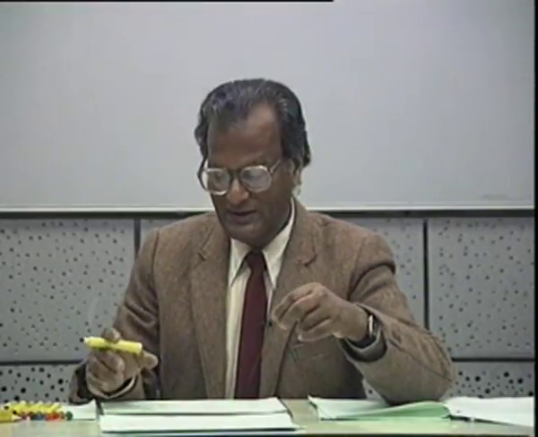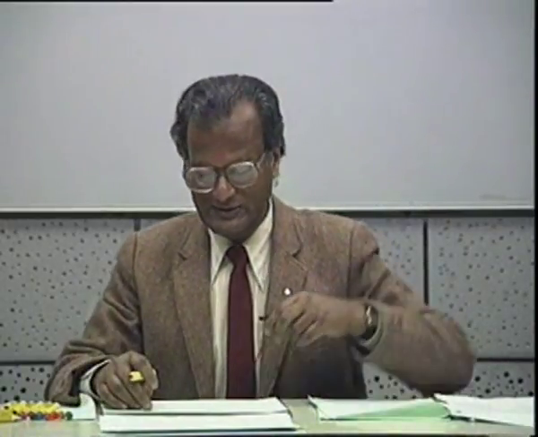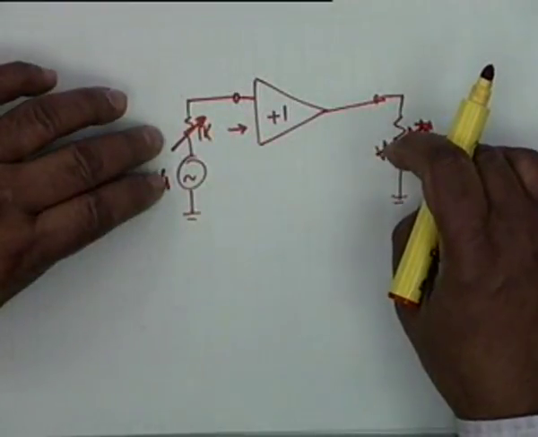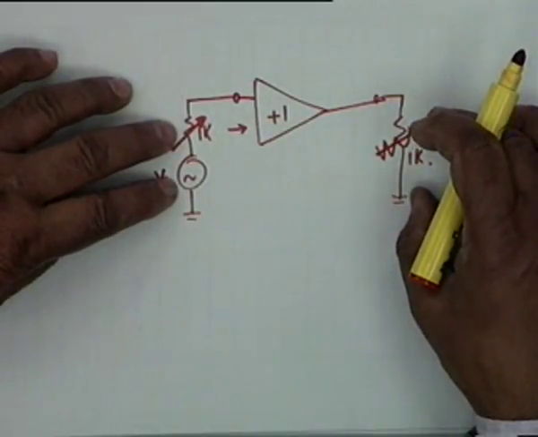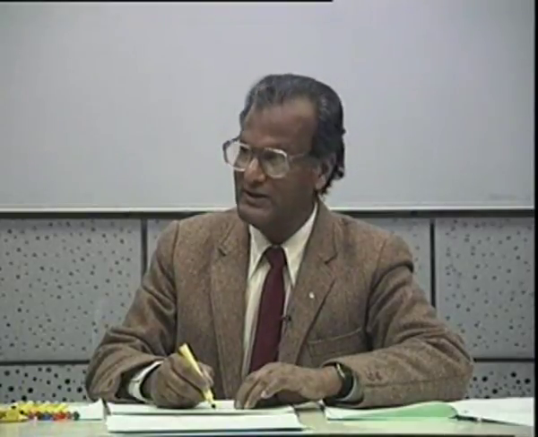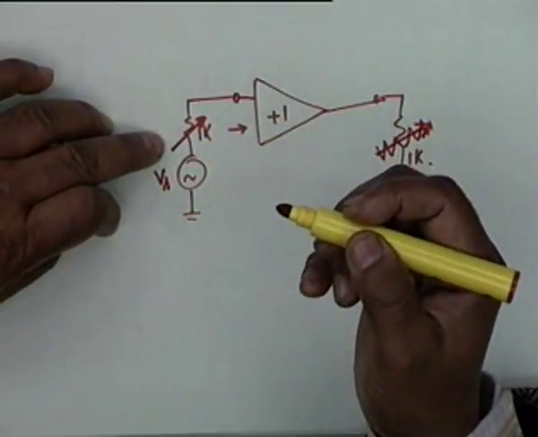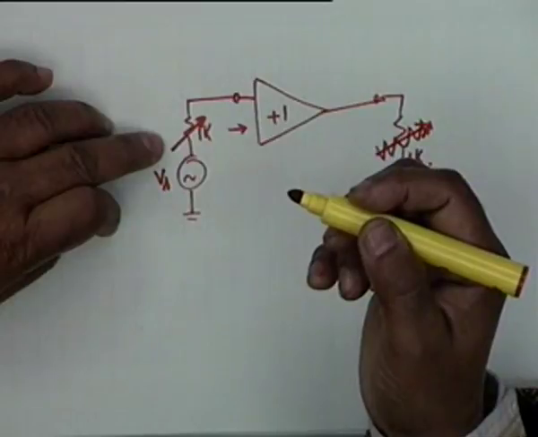It isolates the source from the load. That is, load changes do not affect the source. Source changes do not affect the load. So how does the source change? Suppose the source internal impedance changes from 1K to 990 ohms.